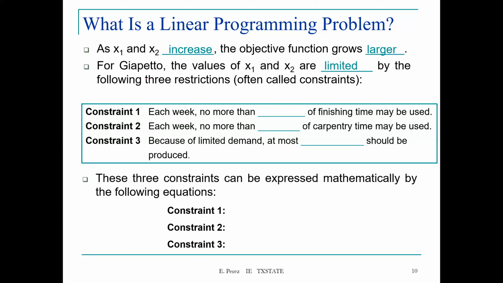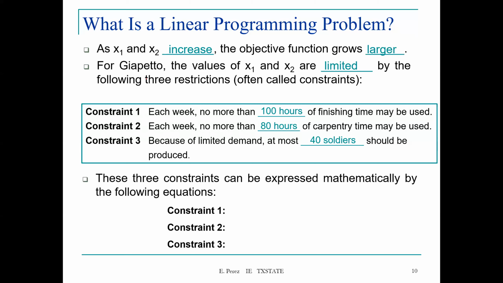We know that each week, no more than 100 hours of finishing time may be used. Constraint number two is each week, no more than 80 hours of carpentry time may be used. And because of limited demand, at most 40 soldiers should be produced. So these three constraints can be expressed mathematically by the following equations.